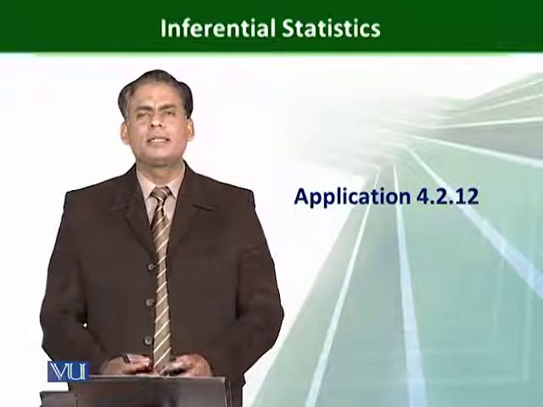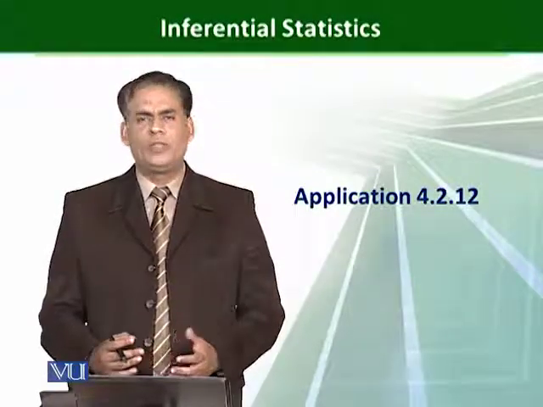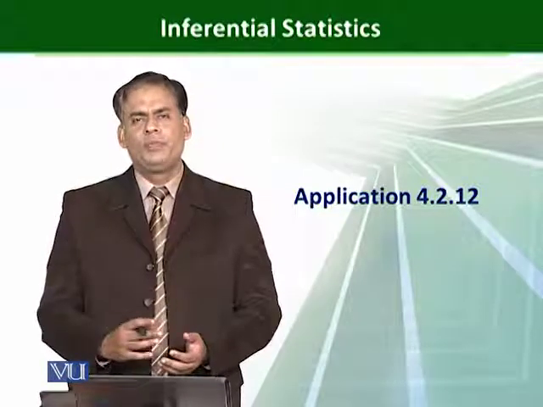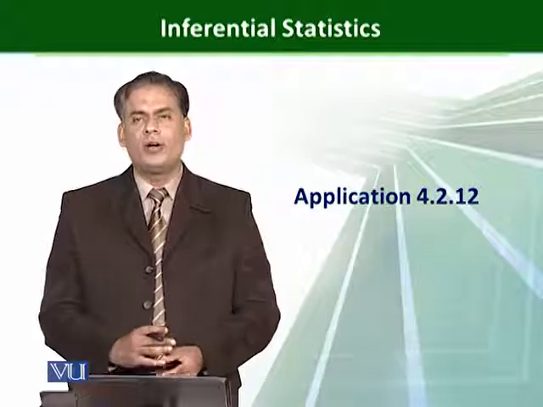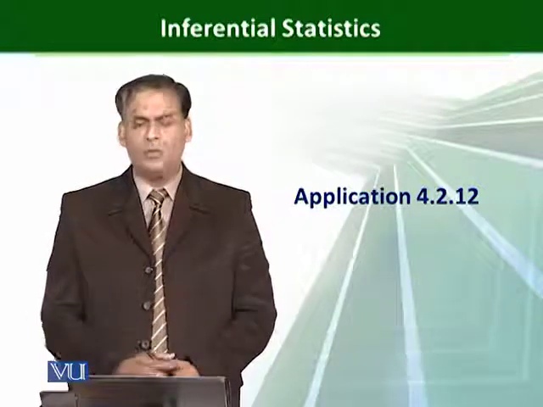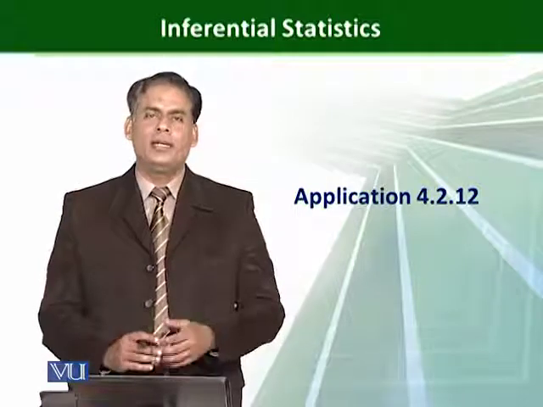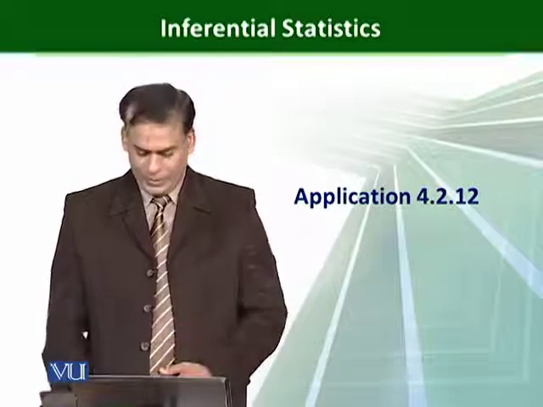After constructing different confidence intervals for different population parameters, now we are going to see a practical example, and that is actually a question from Hogg, McKean and Craig's book. That is question number 4.2.12. So let's see how we can use it practically when we have sample data.